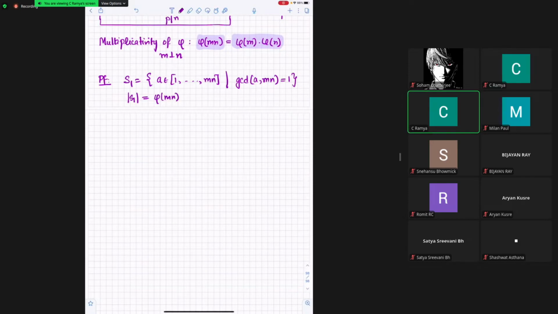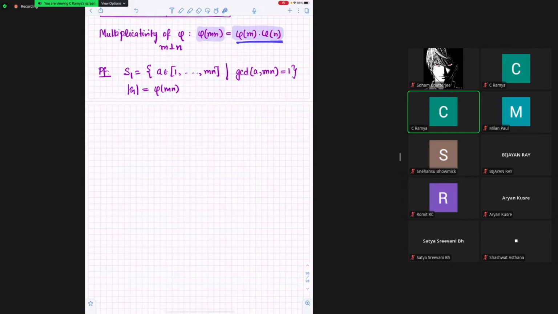Now I want to argue that the size of this set is phi of m times phi of n. So I must define another set, right, that has these many elements. What is a natural candidate for that? That has phi of m into phi of n elements. Yeah, given you a hint there. So look at all elements that are co-prime to n.